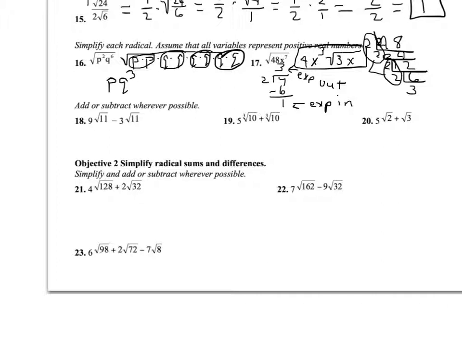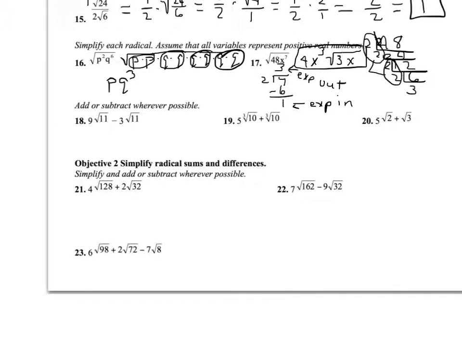Now, if I'm adding or subtracting radicals, the rule is my radicand and my index have to match exactly. That's the only way they're going to be like radicals. If they don't match, I can't put them together. I have to leave them separate.